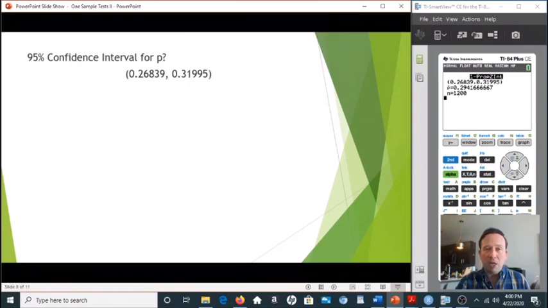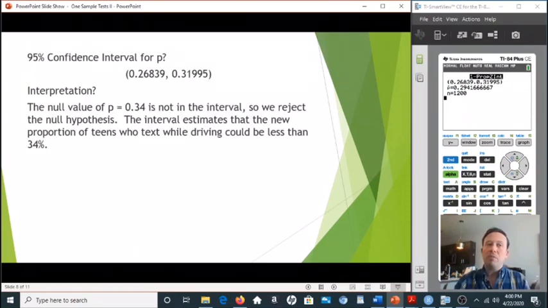Now, don't just copy the interval and move on as if that's the end. Now you have to interpret it. So remember here with confidence intervals, you have to compare your null value to this interval. This value of 0.34 is not contained in between those two numbers. It's not contained in the interval. So just like the last part of the test, we're rejecting the null hypothesis. And those two parts should usually agree. The p-value part and the confidence interval part usually agree almost all the time.